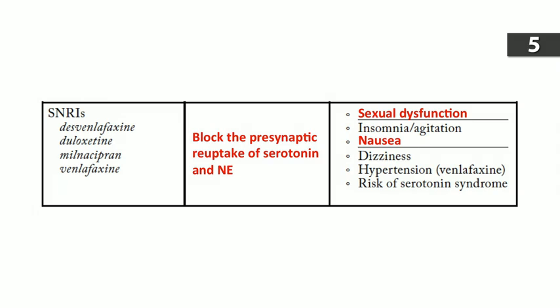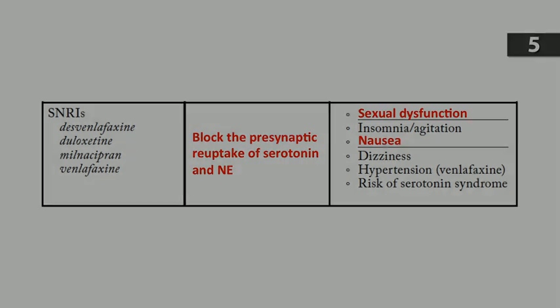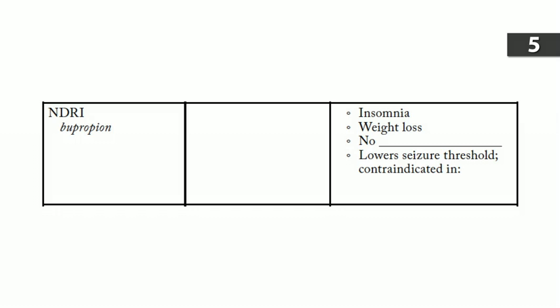And we said you still have to watch out for serotonin syndrome. The next three rows on our table can be grouped together as the atypical antidepressants, which include some drugs you should be familiar with. Bupropion is an NDRI, a norepinephrine dopamine reuptake inhibitor. It blocks the presynaptic reuptake of norepinephrine and dopamine.